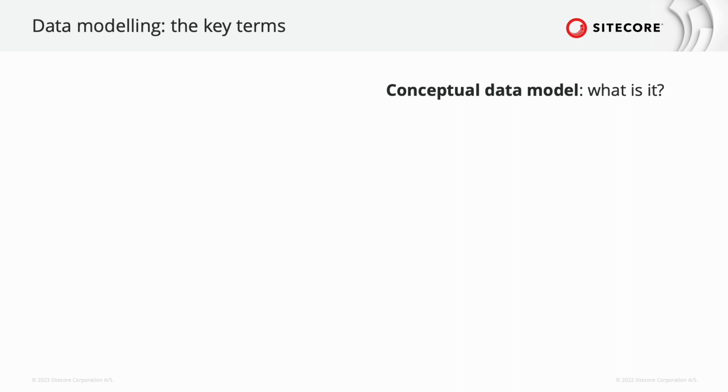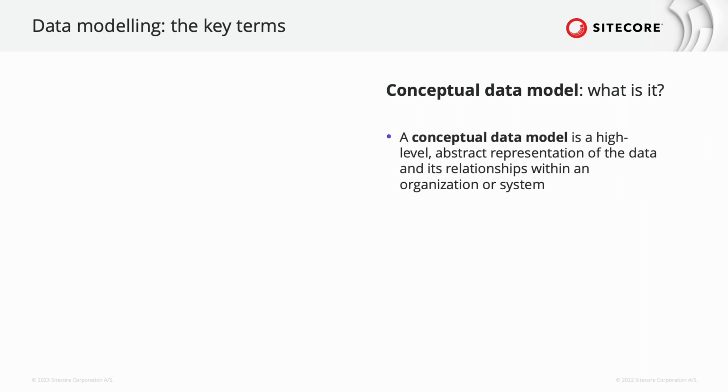A conceptual data model is a high-level abstract representation of the data and its relationships within an organization or system. And it serves as an essential foundation for database design and helps in defining the structure and organization of data without getting into specific technical details. In Content Hub DAM, the data model is reflected in schema.